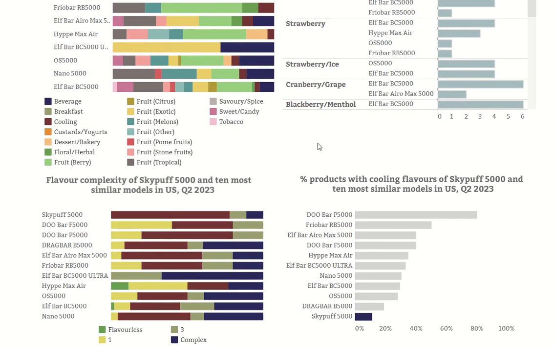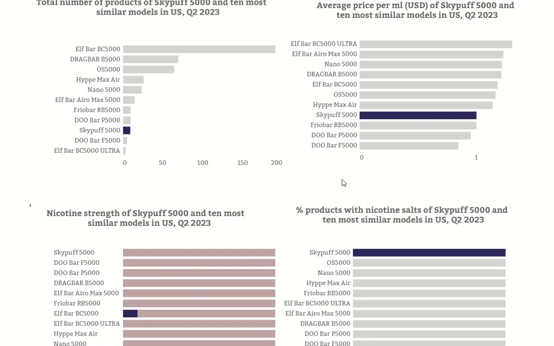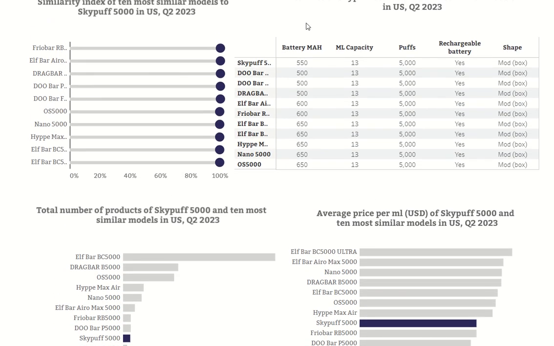And lastly, we can also look at differences in terms of the flavor complexity of the selected models and the percentage of products with cooling flavors. The similarity is based on these 5 variables, which are battery capacity, tank capacity, number of puffs, whether the product has a rechargeable battery, and the shape of the product.